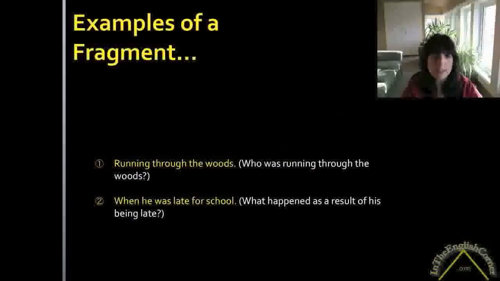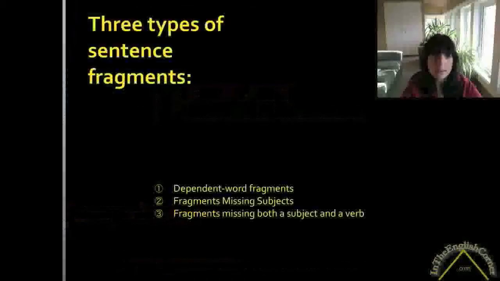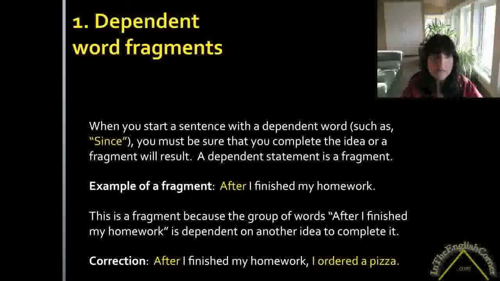Running through the woods. In this example, we do not know who was running through the woods. It is therefore a fragment. In the second example, when he was late for school, what happened as a result of his being late? There are three types of sentence fragments: dependent word fragments, fragments missing subjects, and fragments missing both a subject and a verb. The first type of sentence fragment that we will look at is called dependent word fragments.